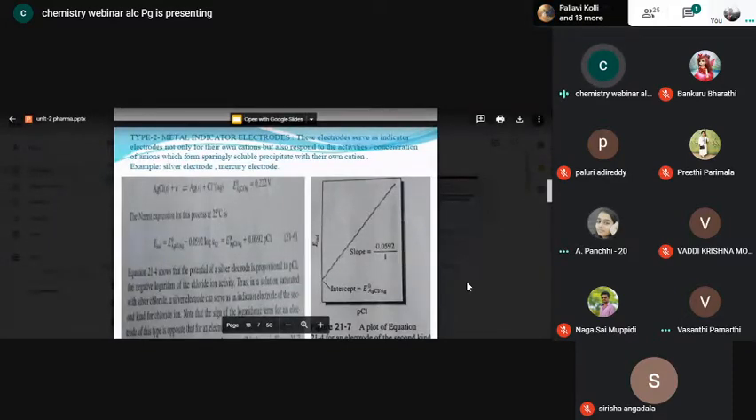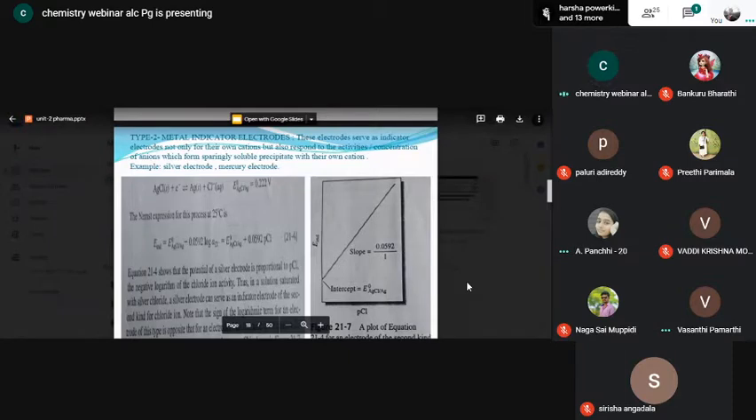Now again AgCl will undergo dissociation, and 1 silver ion and 1 chloride ion will be produced. Is it not? Now how many silver ions are present? 82. How many chloride ions are present? 2 chloride ions. So now what are you observing?